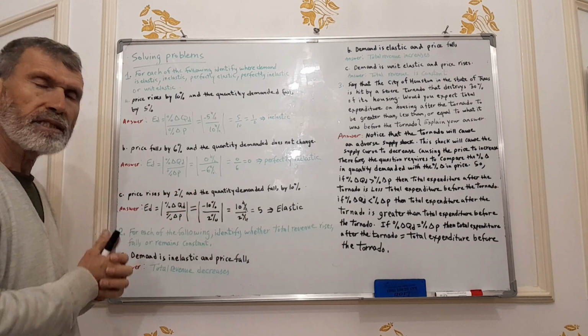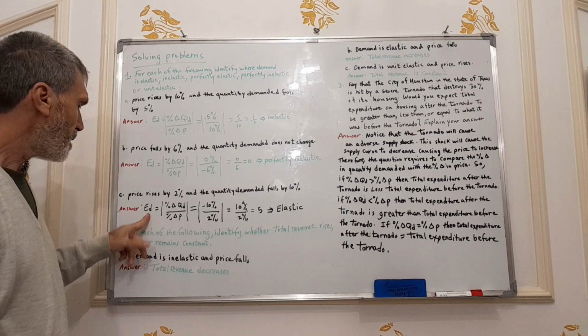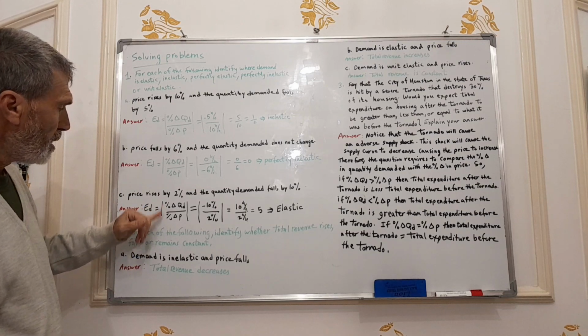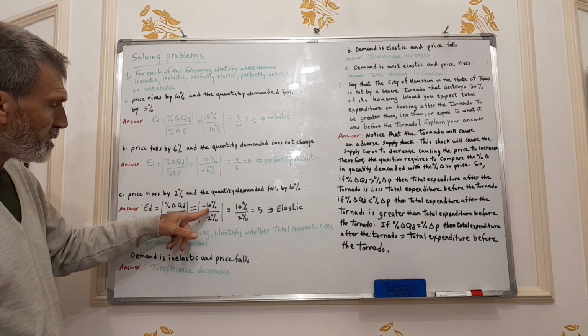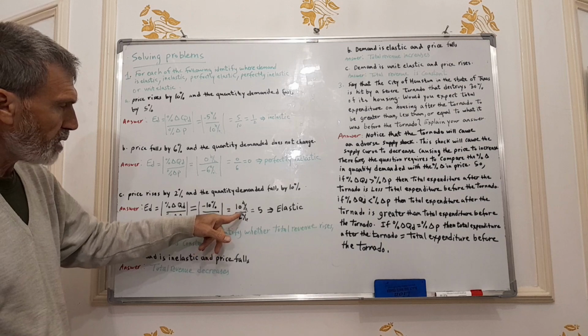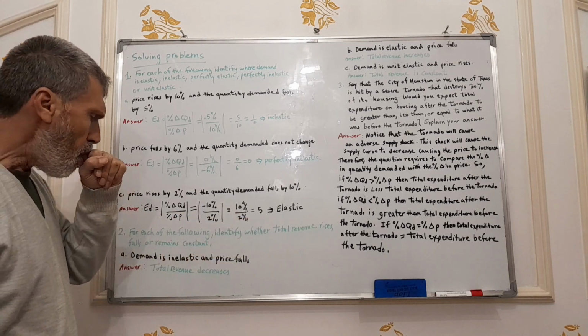C: price rises by 2% and the quantity demanded falls by 10%. So we plug these data into the coefficient of price elasticity of demand. We come up with minus 10% over 2%, so you get 10% over 2%. You come up with 5, and it is greater than 1, so it is elastic.